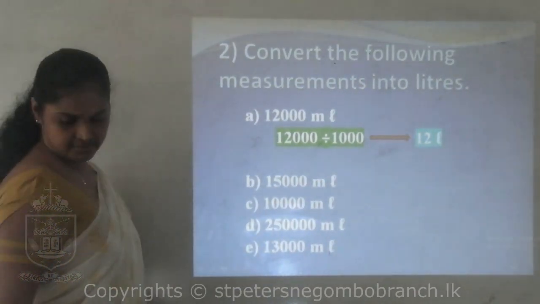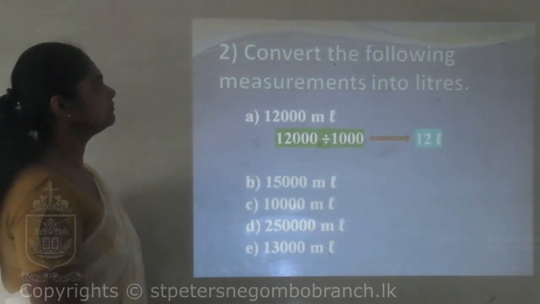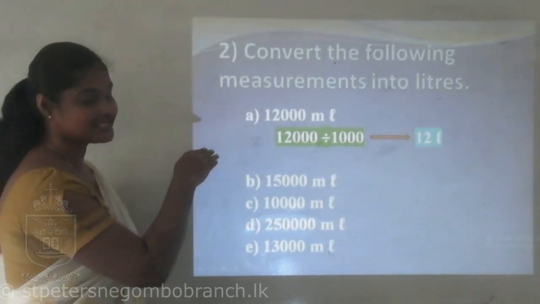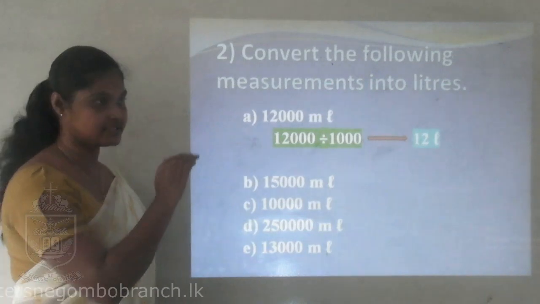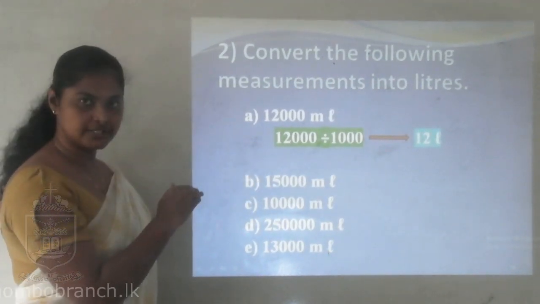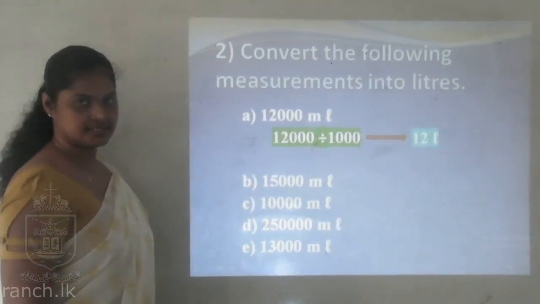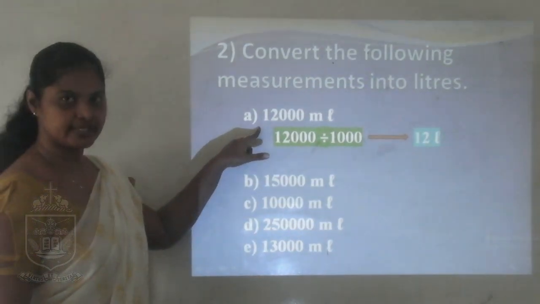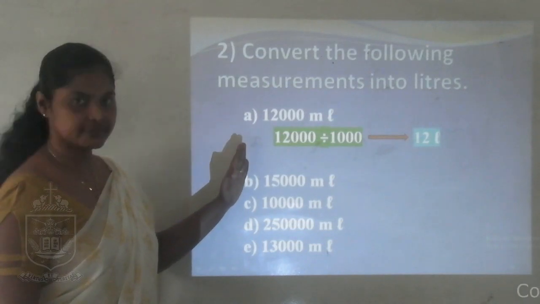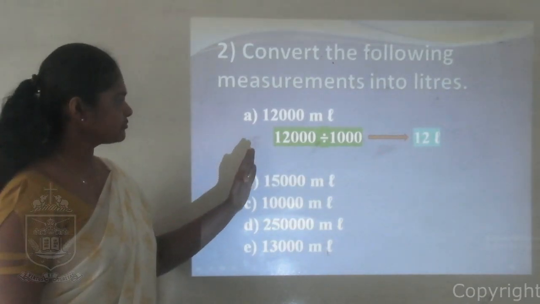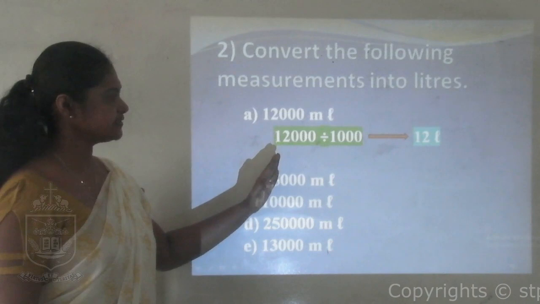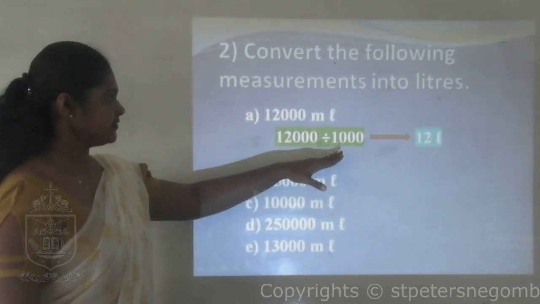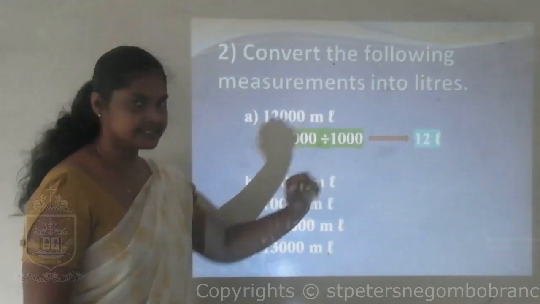Now here children, we are going to learn how to convert milliliters into liters. Milliliters into liters. That means the smaller unit into the large unit. So here in the exercise, the first one is done for you. There are 12,000 milliliters here. You have to convert 12,000 milliliters into liters. So here you are going to divide by 1000 and the answer is 12 liters.